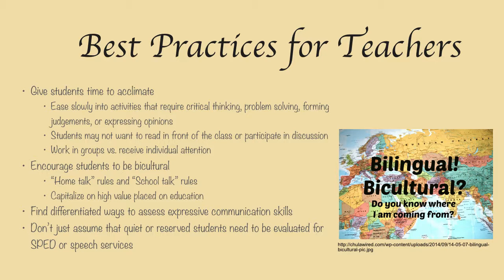Something you can do is encourage your students to be bicultural. And so they can have one set of communication rules that they use at home and one that they use at school. So at school, they might feel more comfortable to express an opinion, to write an argument writing piece, to involve themselves in a class discussion or something like a debate. And then at home, they would still adhere to those rules of conformity and modesty. You can also find differentiated ways to assess their expressive communication skills. And so if they're not comfortable talking in front of the whole class, then find a different way to assess that skill.